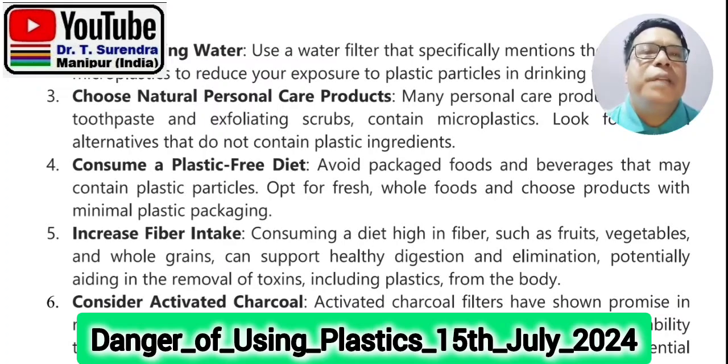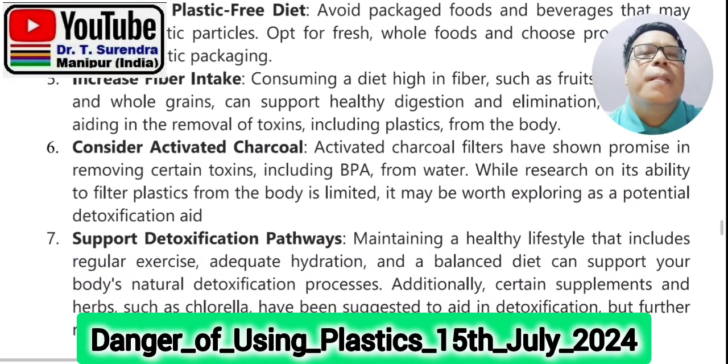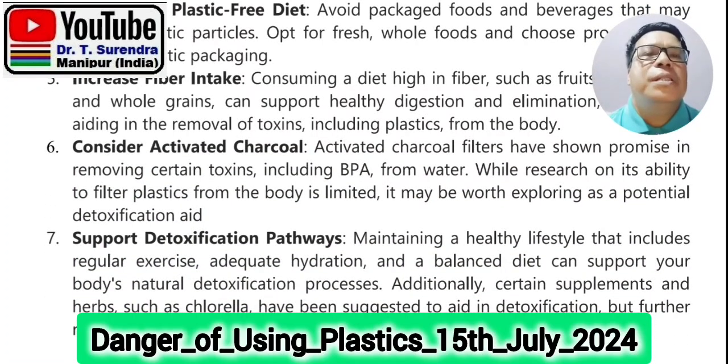Number five, increase fiber intake. Consuming a diet high in fiber such as fruits, vegetables, and whole grains may support healthy digestion and elimination, potentially aiding in the removal of toxins including plastic from the body. Number six, consider activated charcoal. Activated charcoal has shown promise in removing certain toxins including BPA from water. While research on its ability to filter plastics from the body is limited, it may be worth exploring as a potential detoxification aid.